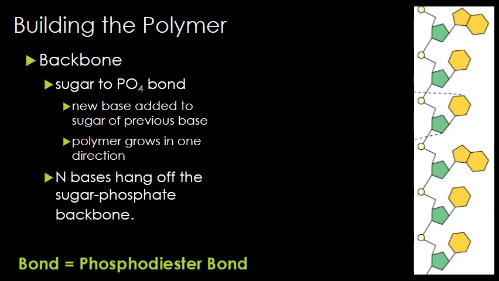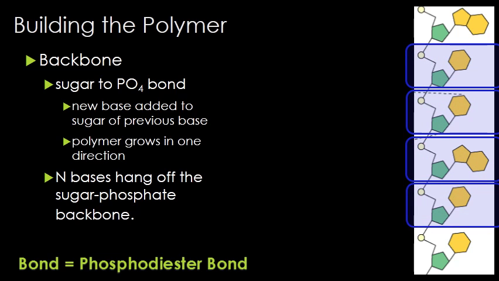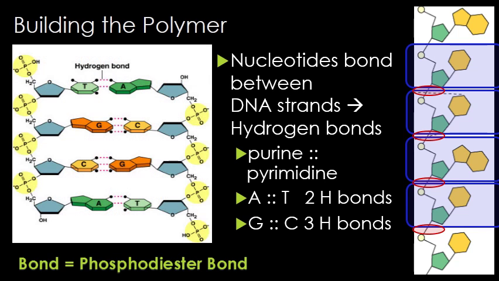When you actually build the polymer of DNA, you need to form a backbone of sugar and phosphates. So the nucleotides will be bonded together from the 5' to the 3' direction using a phosphodiester bond, here represented in red, which is formed through dehydration synthesis. The nitrogenous bases hang off the sugar phosphate backbone, and what we see is that they bond across using hydrogen bonds. The two strands are complementary. A will always bind to T, and G will always bind to C.